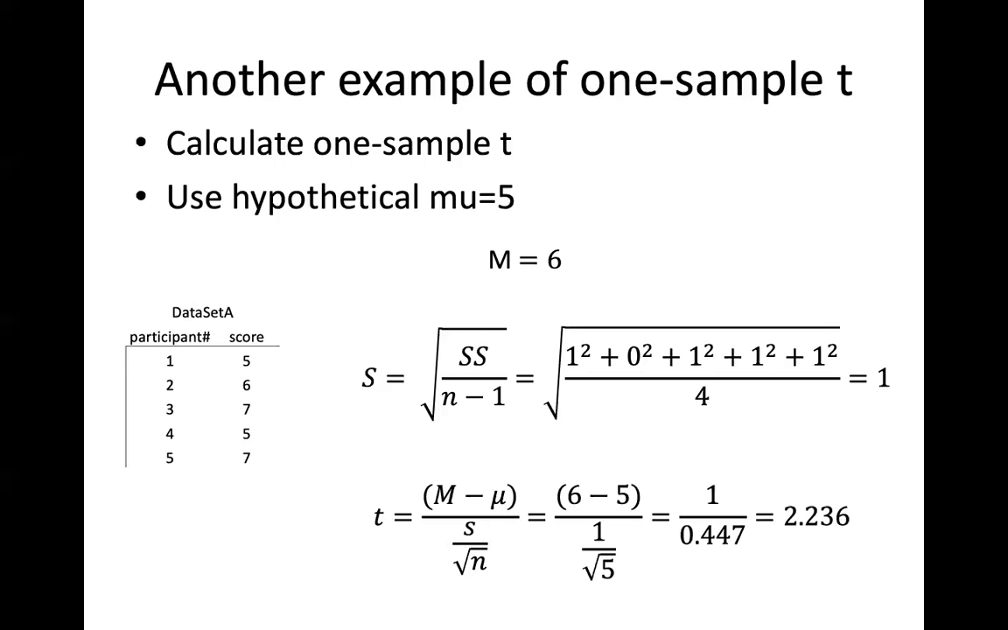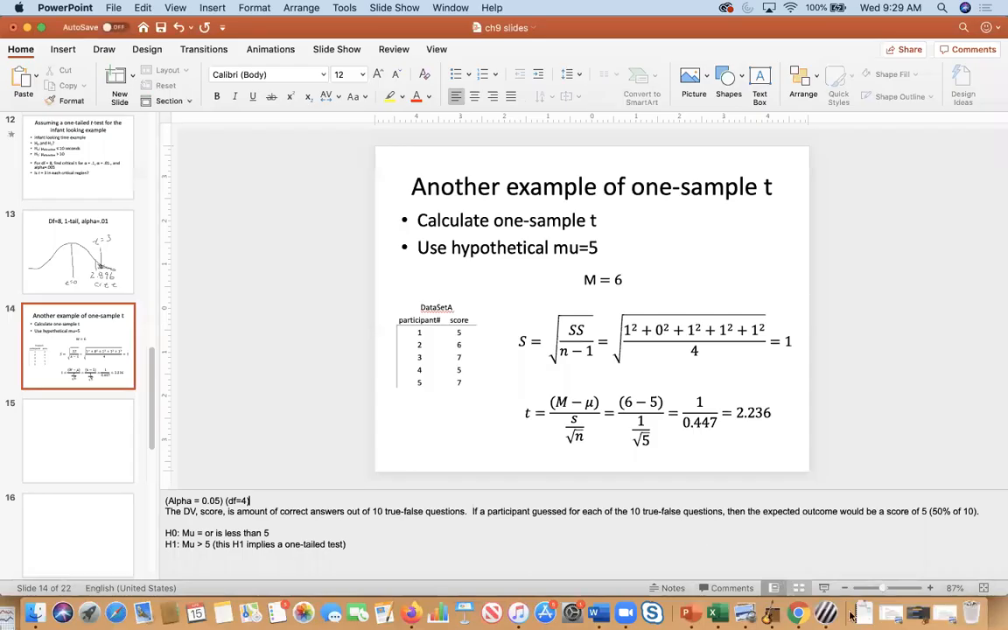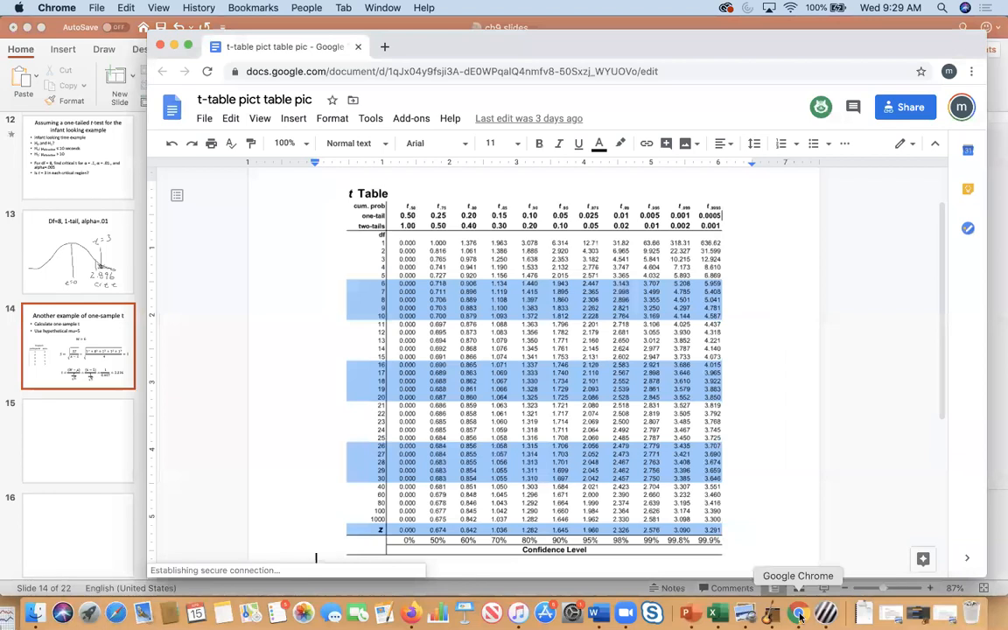Let's assume we're going to do a two-tailed test with alpha equals 0.01. Let's go ahead and look that up. So degrees of freedom equals 4, and then we're doing a two-tailed test, alpha equals 0.01. Oh, goodness. That critical t is 4.604.